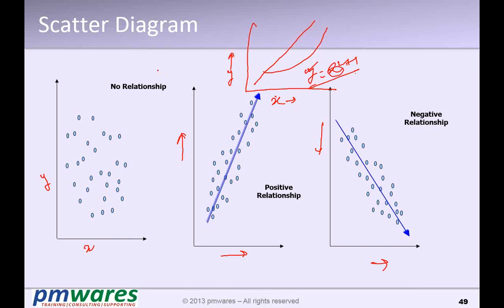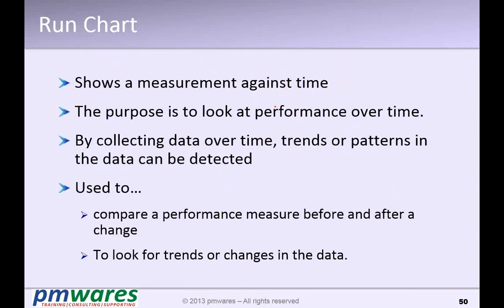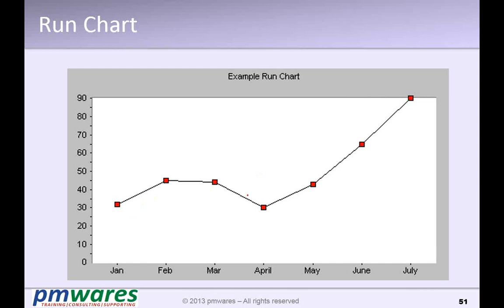A simple example: effort versus size. As the size increases, effort also increases, but effort increases much faster than the size. These are scatter diagrams. A run chart is a very simple thing. You are just taking one measure, like if you are measuring the pattern of open defects. In January it was 30, in February 40, in March around 40, in April they go down, and after that they are increasing.